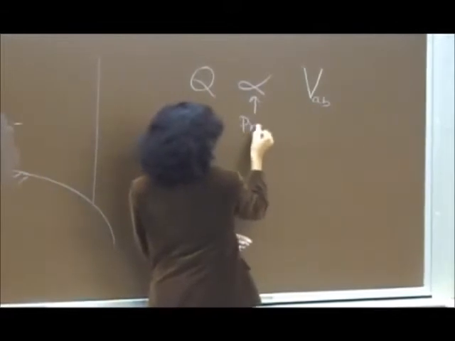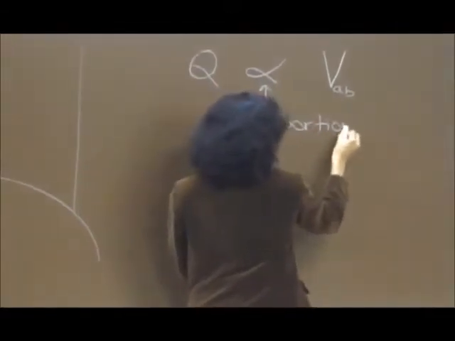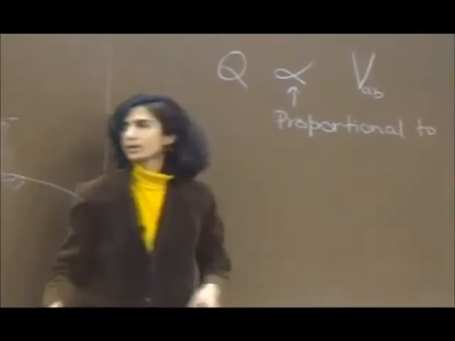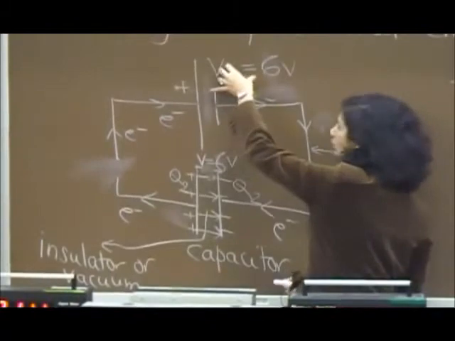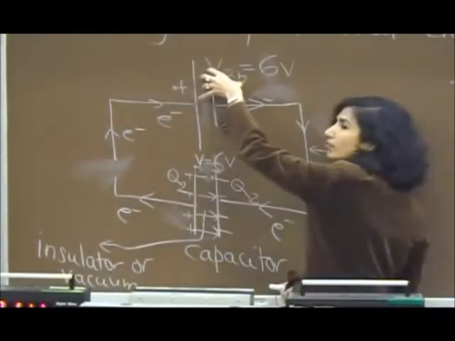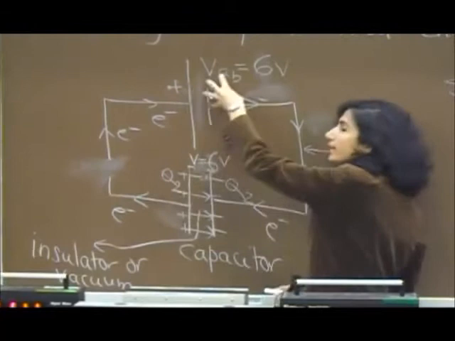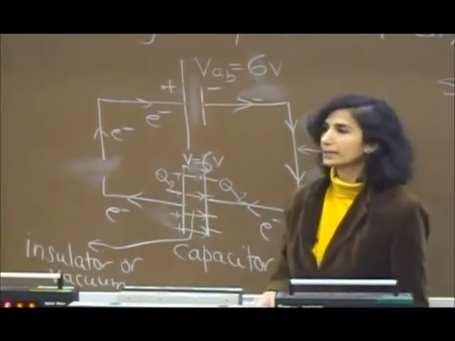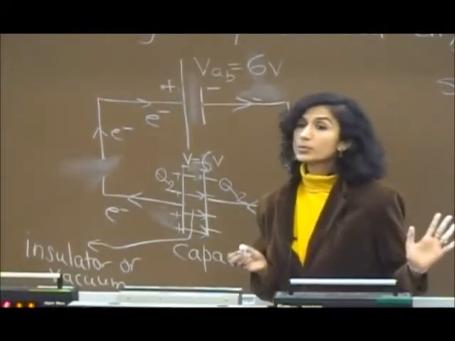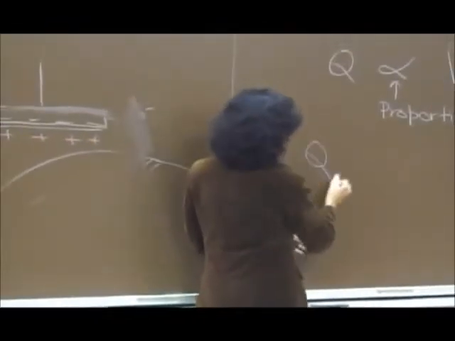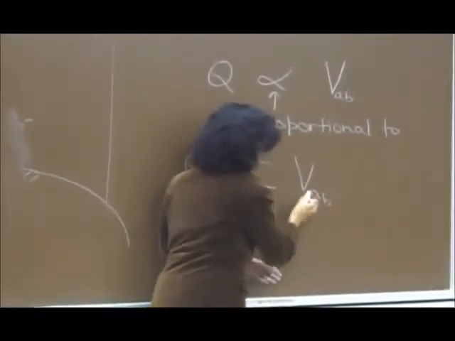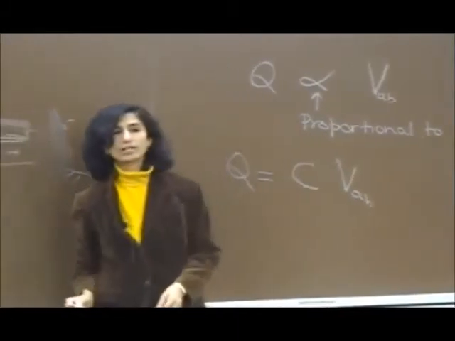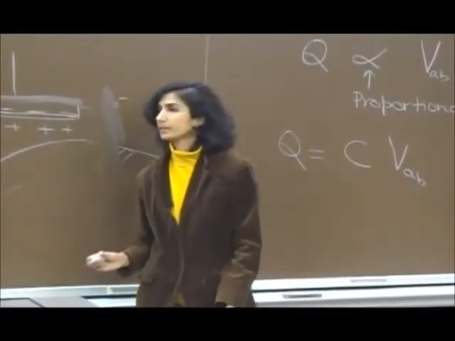This symbol, is everybody familiar with this symbol, proportional to? What I'm trying to say is if this was 3 volt, there will be some charge. If this became 6 volt, this charge will be more, 9 volt, even more, etc. So higher is this battery voltage, higher is the charge accumulating, right? And you can turn this proportionality into an equality by saying that Q is equal to a proportionality constant times VAB.